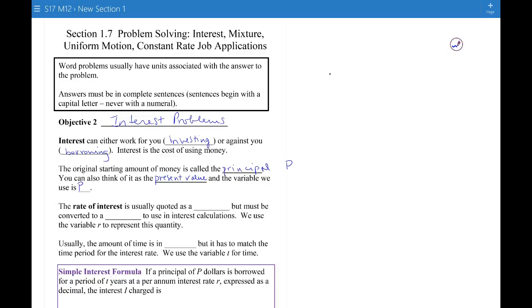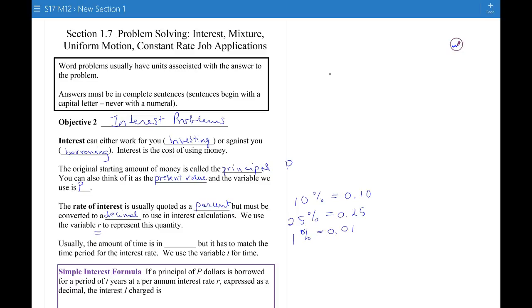The rate of interest is usually quoted as a percent, but it has to be converted to a decimal to use it in interest calculations. And we use the lowercase letter r for this quantity. So remember, 10% equals 0.10 as a decimal. 25% equals 0.25 as a decimal. And 1% equals 0.01.